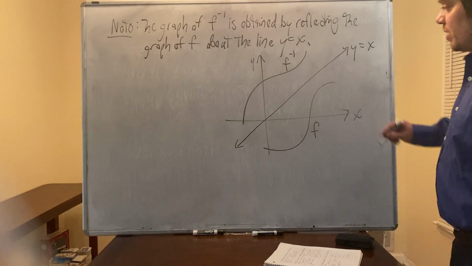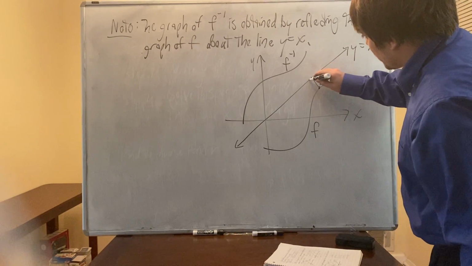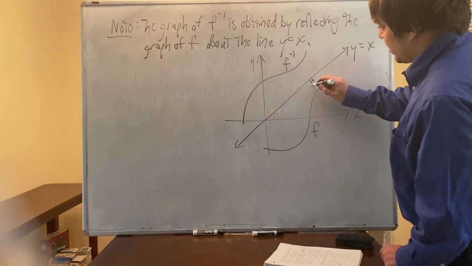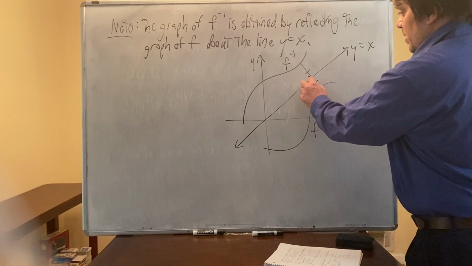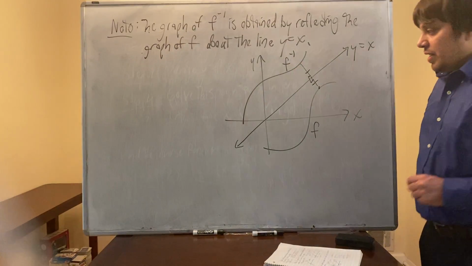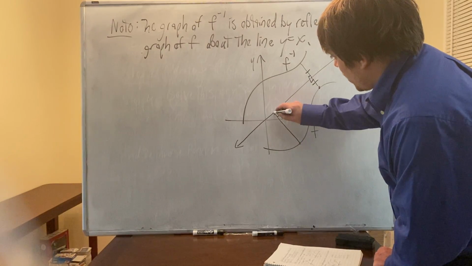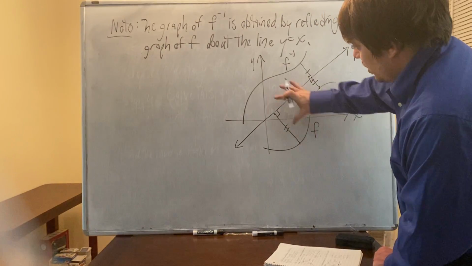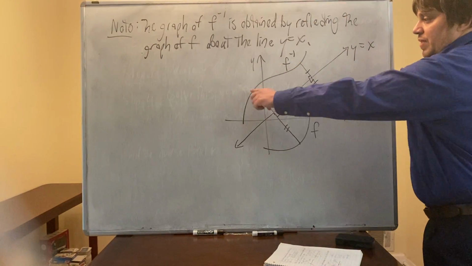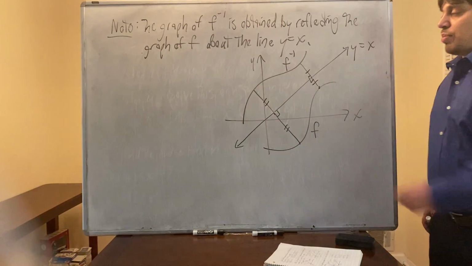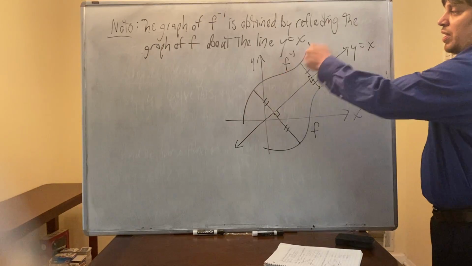And so what that means is if you take a point on this graph and you go in the perpendicular direction towards y equals x, that distance, and you go that same distance on the other side, this distance will be the same as that one. And if you go, let's say here, in the perpendicular direction towards y equals x, and you go that same distance, that is where you end up. And that point is on f inverse. So each of these points corresponds with a point on the graph of f inverse.